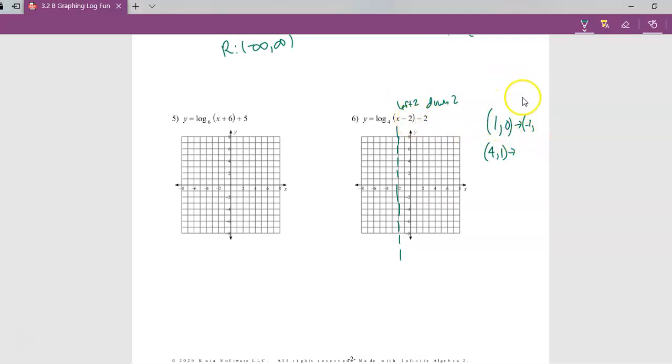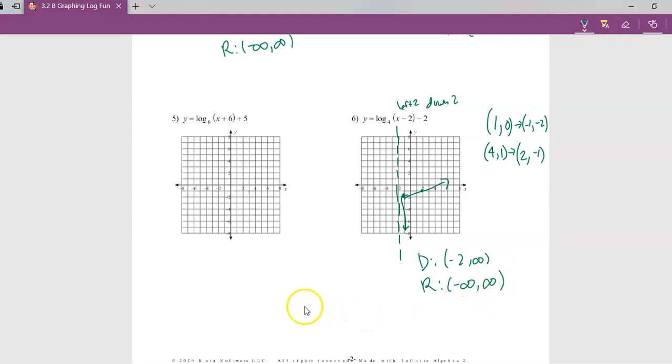And then 0 minus 2 is negative 2. So negative 1, negative 2 is one of my points. And 4 minus 2 is 2. 1 minus 2 is negative 1. So 2, negative 1 is my other point. And then just sketch it in there. The domain goes from negative 2 to infinity, and the range is from negative infinity to infinity.